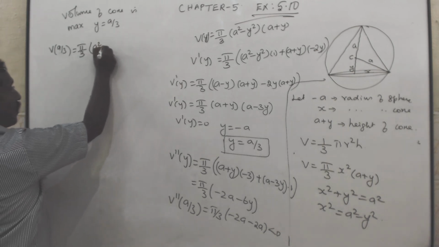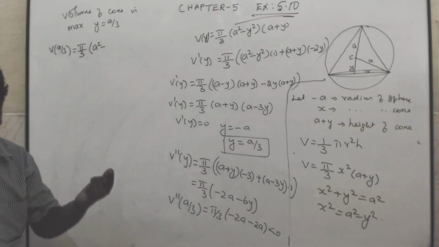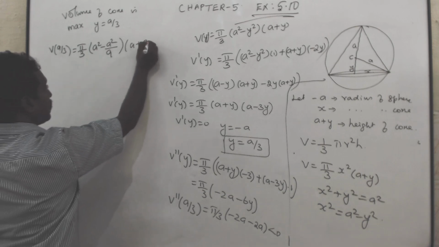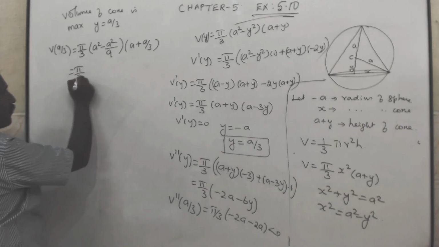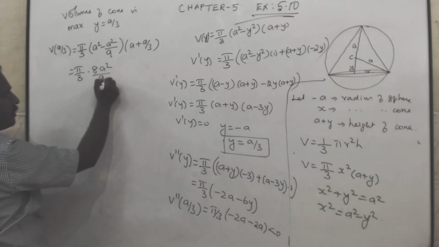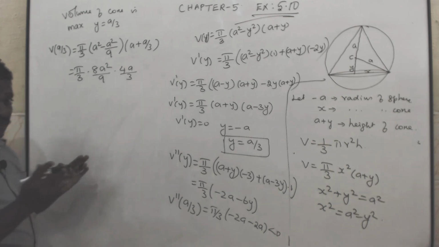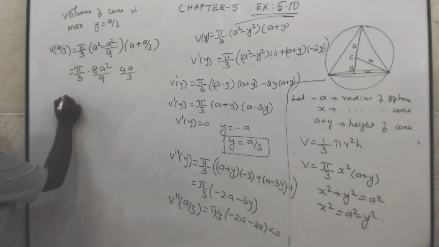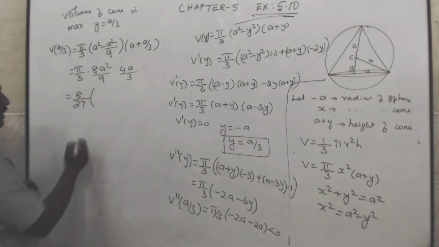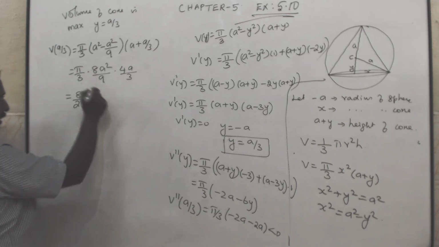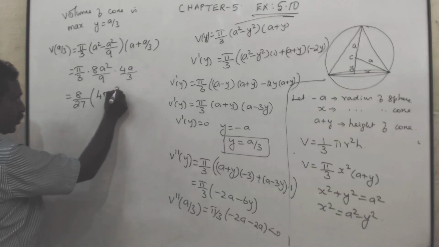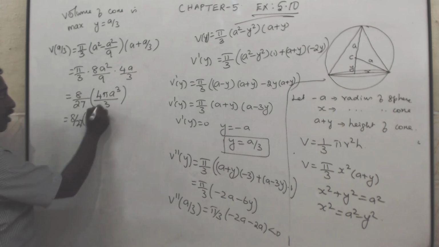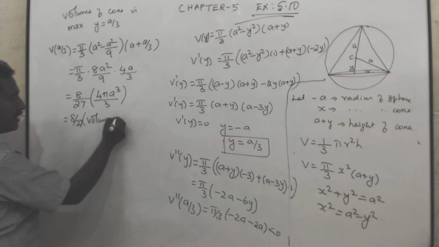Instead of x square, y is a by 3, so a square minus y square is a square by 9, into a plus a by 3. If we simplify this, pi by 3, 8a square by 9, 4a by 3. What do we get there? 8 by 27 times of. That's why we took out 8 by 27: 3 nines are 27. The balance is 4 by 3 pi a cube. But we know that this is the volume of the sphere. You already studied it in 10th standard.